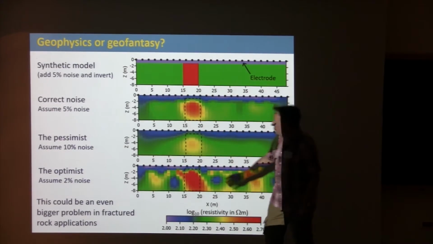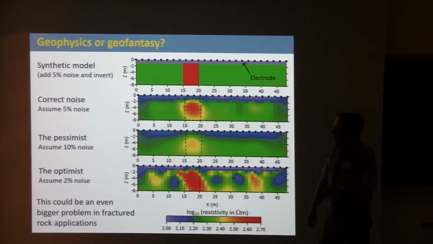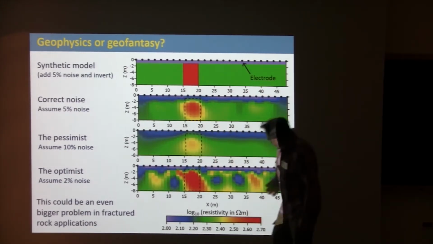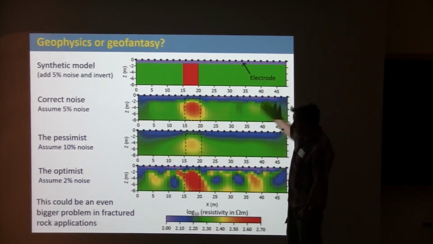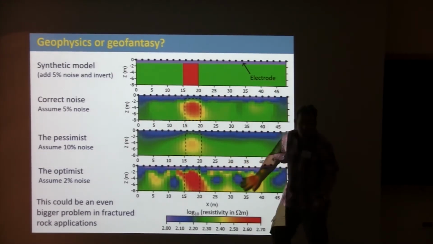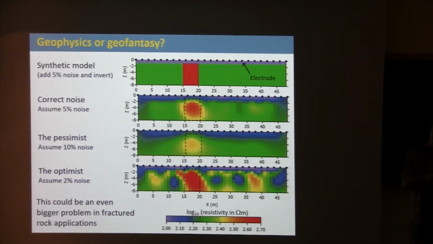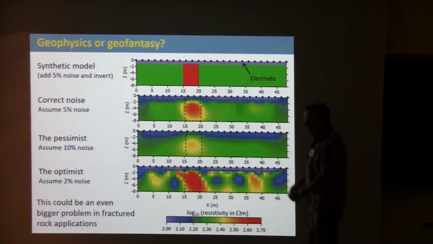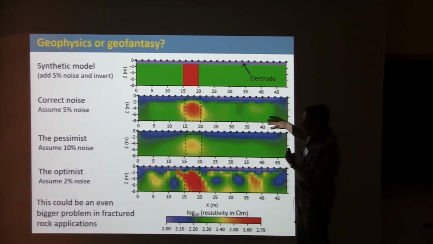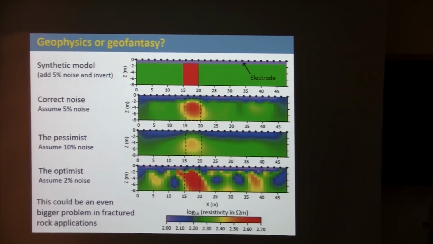The danger is the optimist. The optimist then says, oh, actually my noise levels are much lower. And then they get all these features. Now in this case it's a simple model, I know the result. But the danger is that the minute you start interpreting this, go back to my cast example, you start interpreting this and say, well, I've got all these features in here. So actually assessing the noise levels and the propagation of that are really important to be able to understand what is an appropriate level, appropriate geophysical signature.